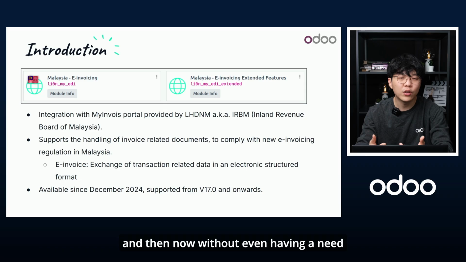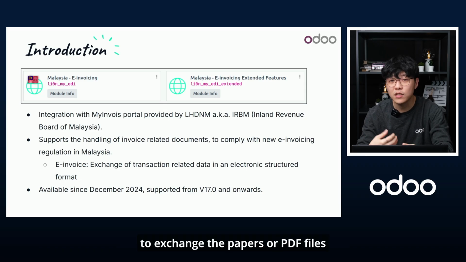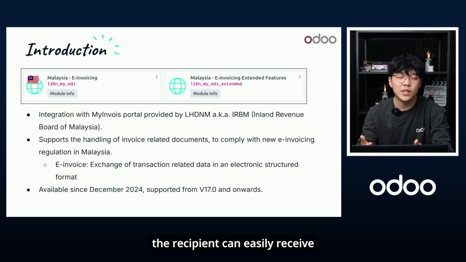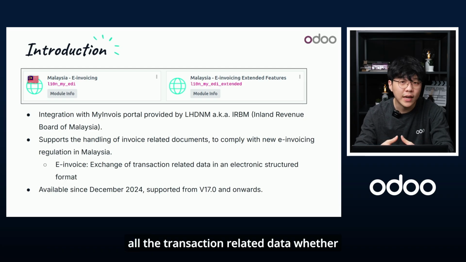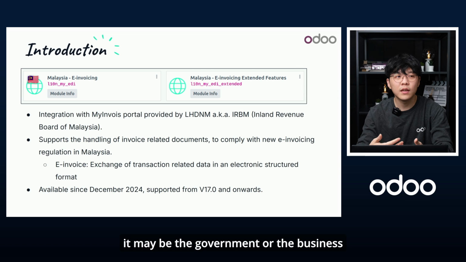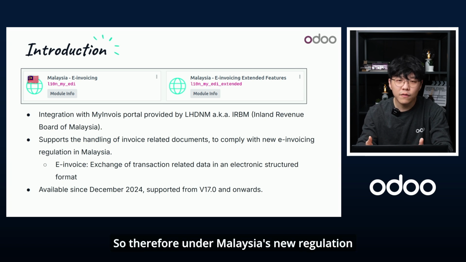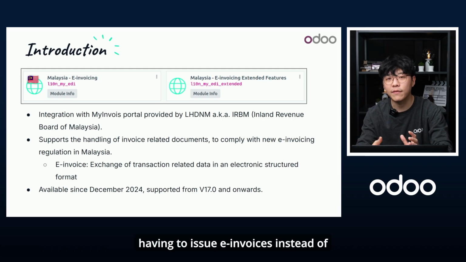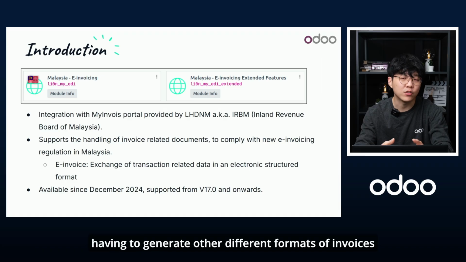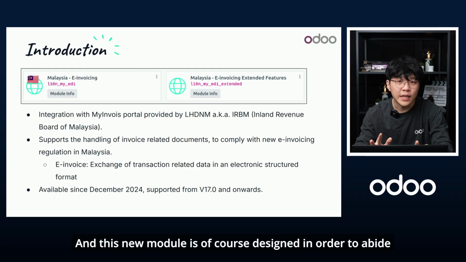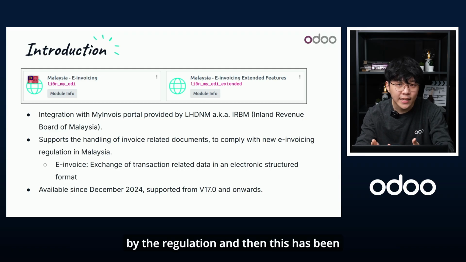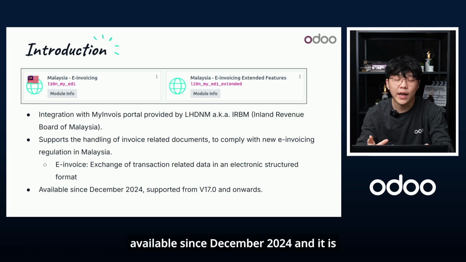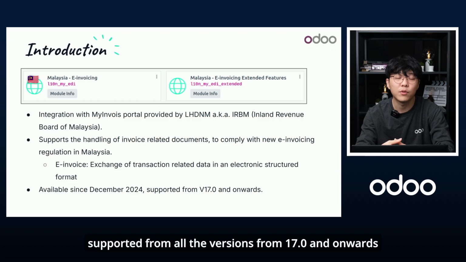Now, without even having a need to exchange papers or PDF files, the recipient can easily receive all the transaction-related data, whether it may be the government or the business that you're sending it to. So under Malaysia's new regulation, we are now moving into the new paradigm of having to issue e-invoices instead of generating other different formats of invoices. This new module is designed in order to abide by the regulation, and it has been available since December 2024, supported for all versions from 17.0 and onwards.